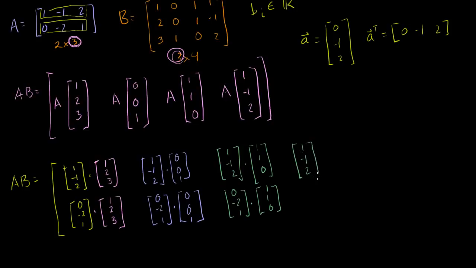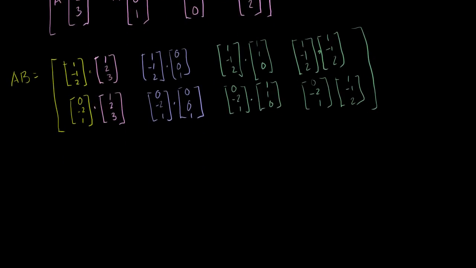And then finally, the last two entries are going to be the top row of A, 1, minus 1, 2, dotted with this column vector, 1, minus 1, 2. Put a little dot there. Remember, we're taking the dot product. And then finally, this second row of A, so 0, minus 2, 1, dotted with this column vector 1, minus 1, 2. And that is going to be our product matrix. This looks very complicated right now, but now we just have to compute the dot products. Tend to simplify things a good bit. So what is our product matrix going to simplify to? I'll do it in pink.